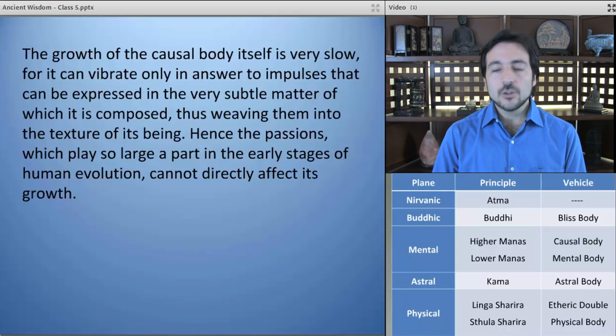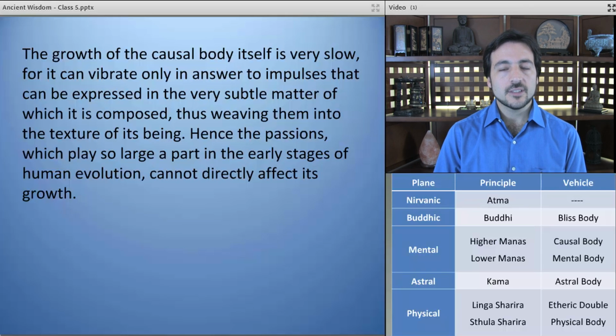At the beginning, very strong physical happenings generate emotions, very strong emotions generate a mental activity, and this is how all these bodies little by little evolve. The causal body is too subtle and beyond all this.